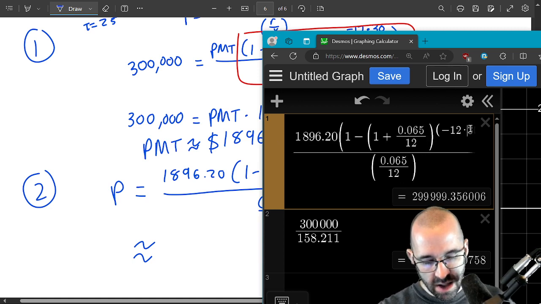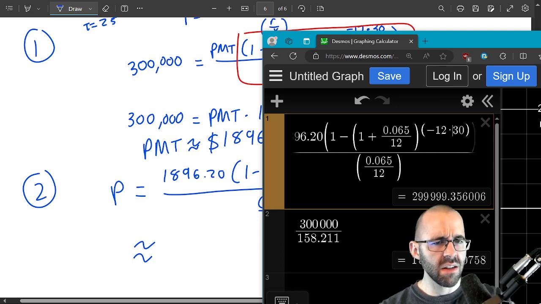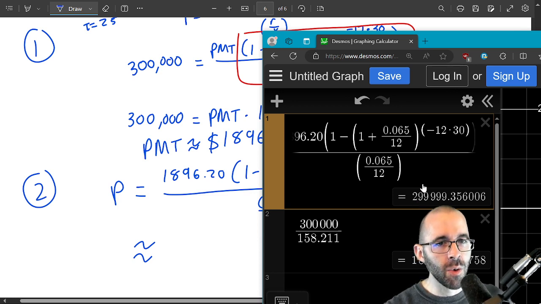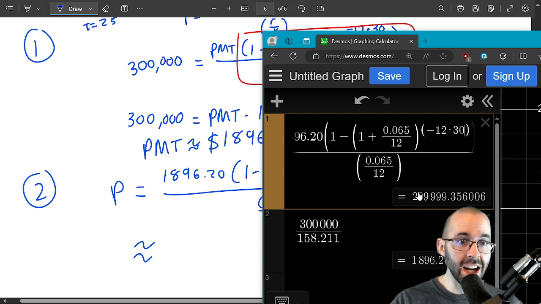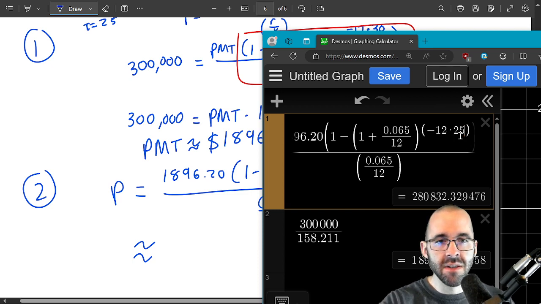1896.20, and this becomes a 25. Also, notice, let's say we forgot. Say we forgot to turn this into a 25. Look at what happens for P. Well, it says if there's 30 years left, we got about a 300K loan. That's what we thought, right? We took out a 300K mortgage in the first place. Oh, so we can actually very quickly see, okay, after 5 years, we have 280K left.